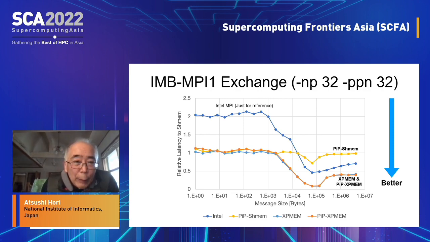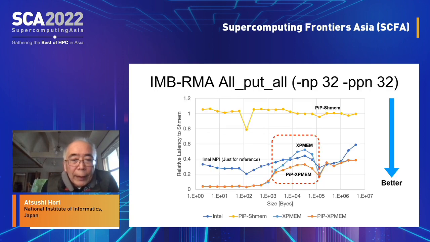This is the Intel MPI benchmark Exchange result. The y-axis is the relative performance to shmem, and XPMEM and PIP XPMEM behave almost the same. Okay, that's good. Here, this is the Intel MPI benchmark RMA operation, all on a single node. Again, the y-axis is relative latency to shmem. In this benchmark, PIP XPMEM is better in this message size region. Okay, that's good.